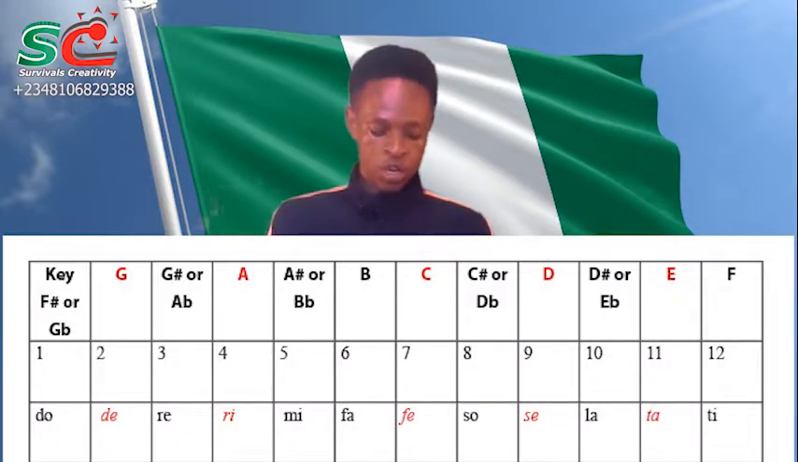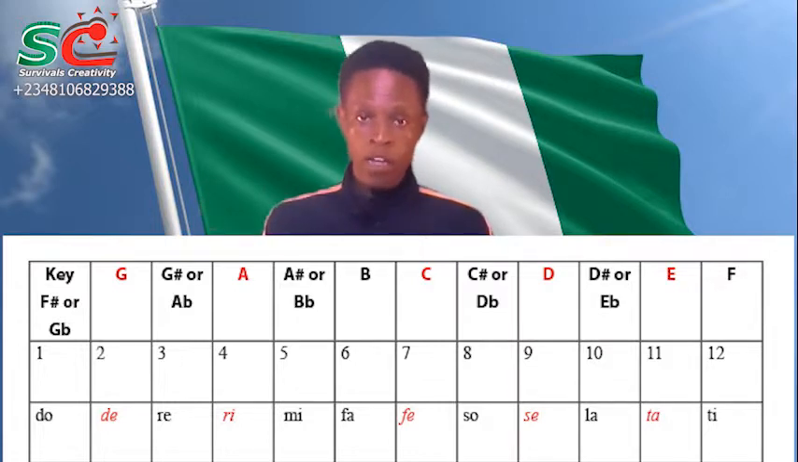After that is G, then G sharp or A flat, then A sharp or B flat, B, C, C sharp or D flat, D sharp or E flat, E, and then F. I will take it again. You write out the F sharp or G flat, which will be number 1, then followed by G, G sharp or A flat, A sharp or B flat, B, C, C sharp or D flat, D sharp or E flat, E, and then F.